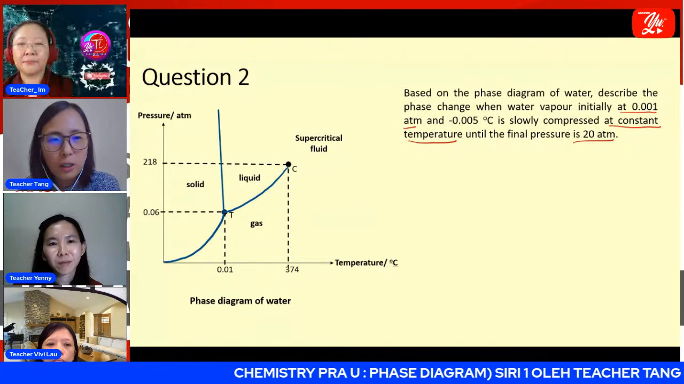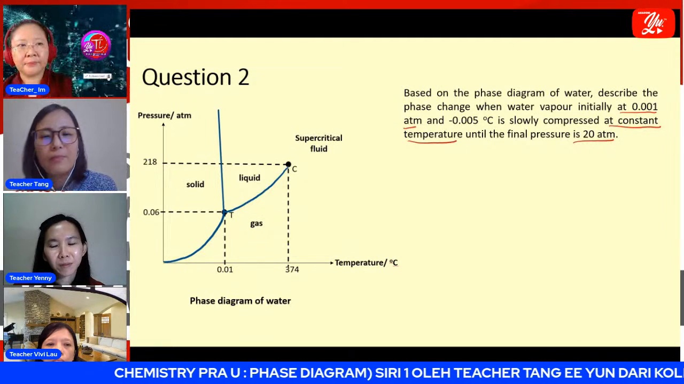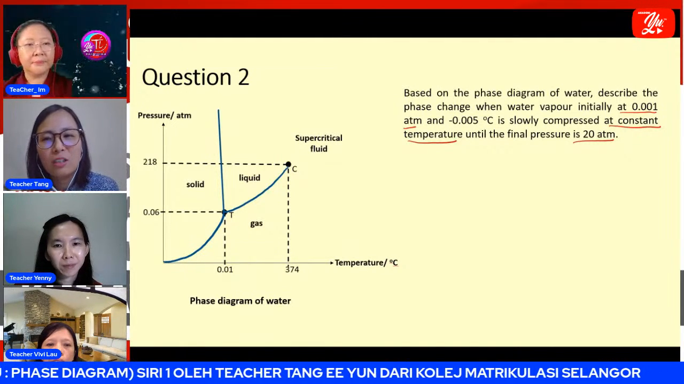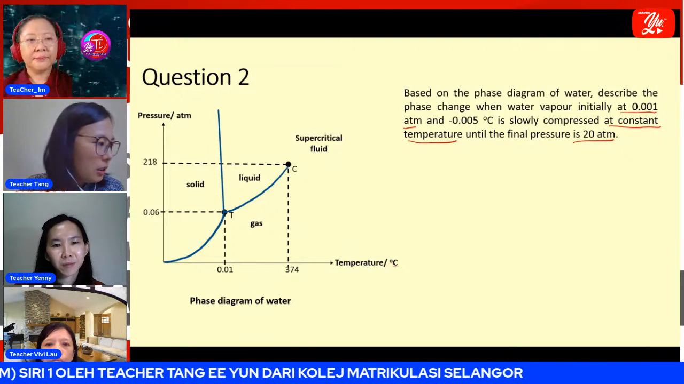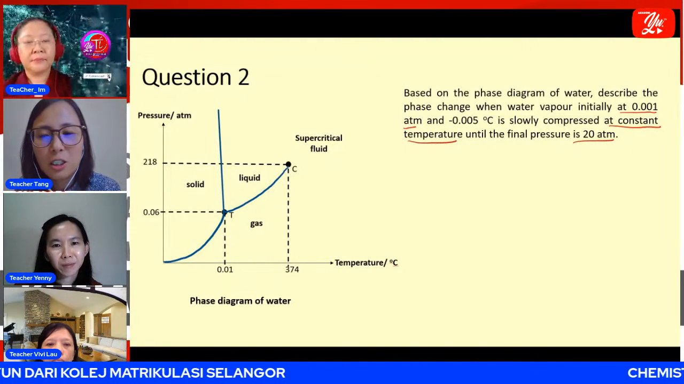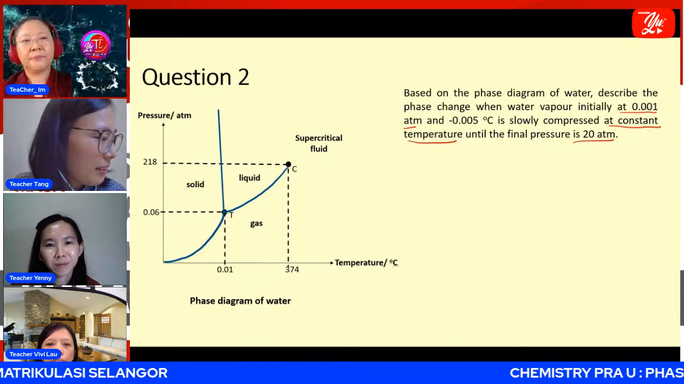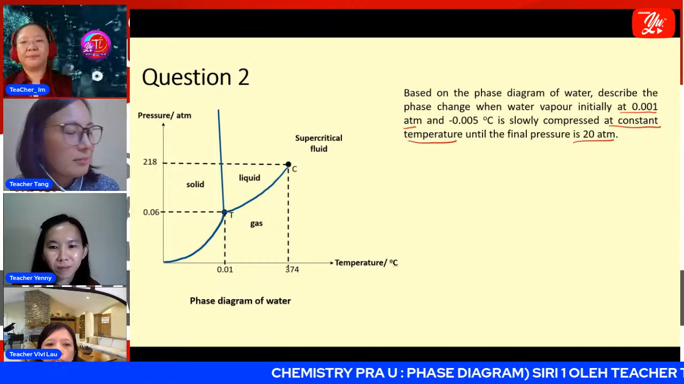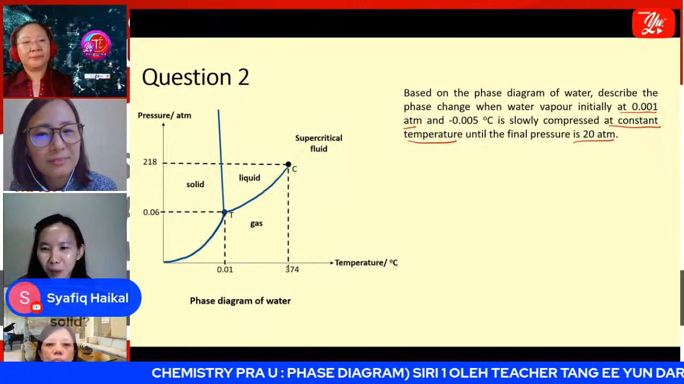Okay, so again, to answer this question, step number 1, you need to plot the initial condition. So from this question, class, can you tell me what the initial conditions given are? Any students? Initial conditions given. Okay, they are still quiet.